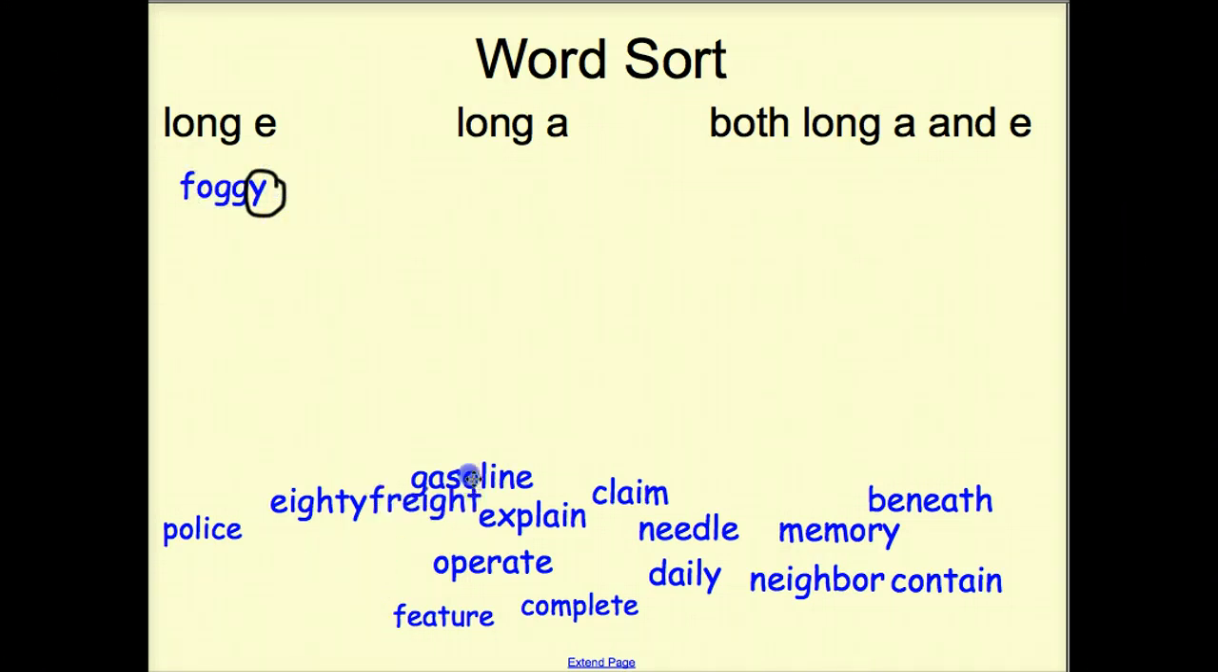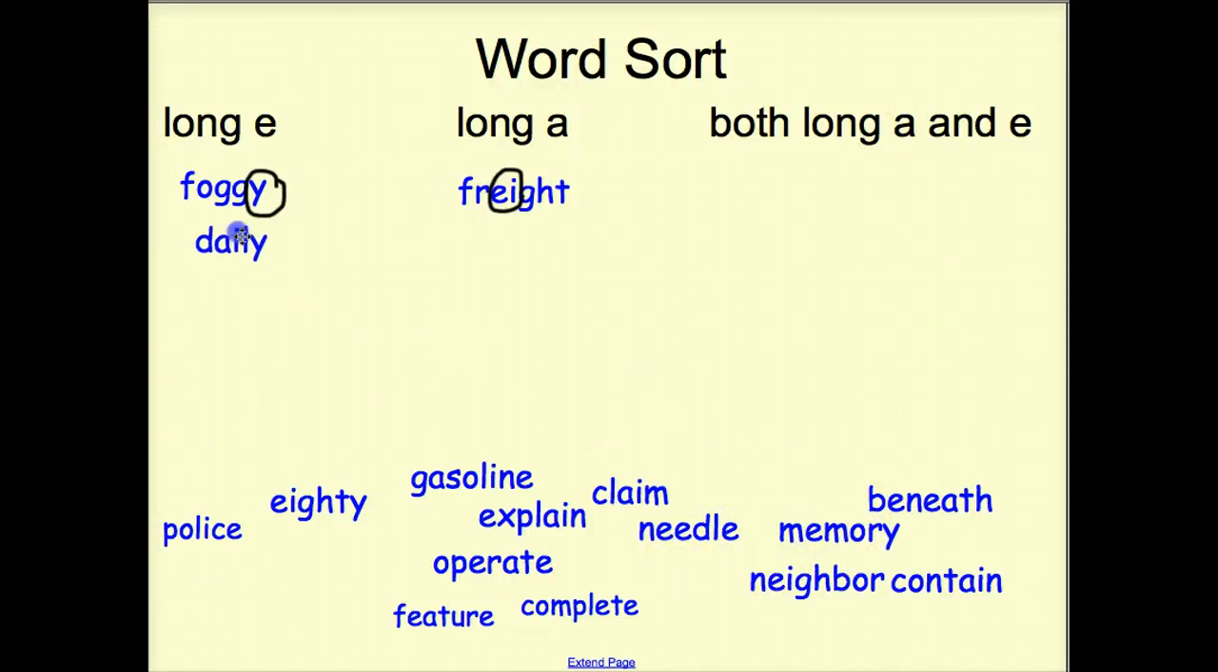How about freight? Long E, long A, both A and E? That's a long A. What letters are making the long A sound in freight? Well, of course, it's that EI. I before E, except after C, or when sounding like A in neighbor or way or freight. Doesn't really go with the poem, but the same rule applies.